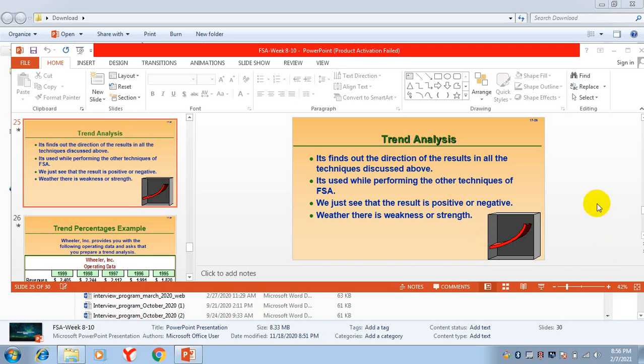Bismillahirrahmanirrahim. In the previous class, we discussed horizontal analysis, vertical analysis, common size analysis, and index analysis. Today, we are going to start trend analysis.